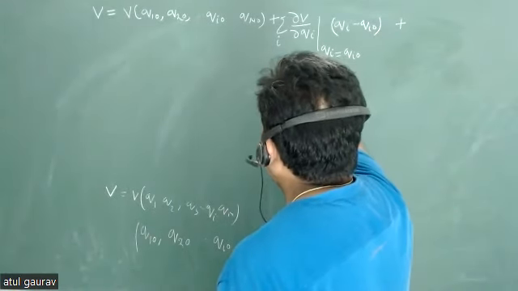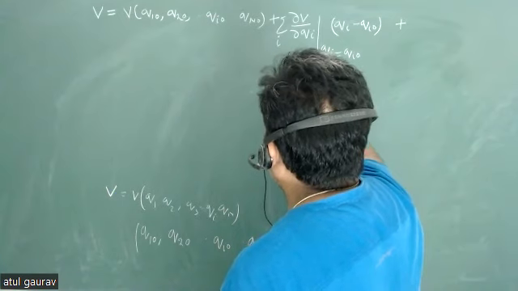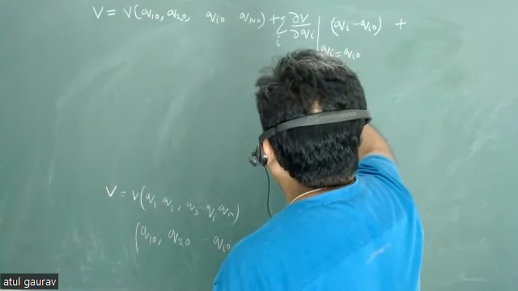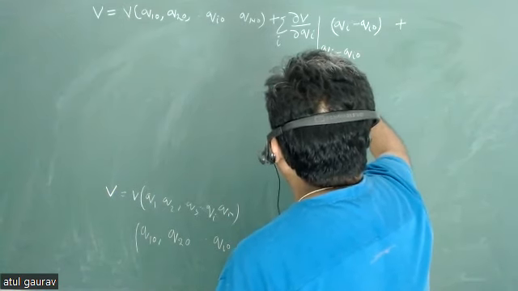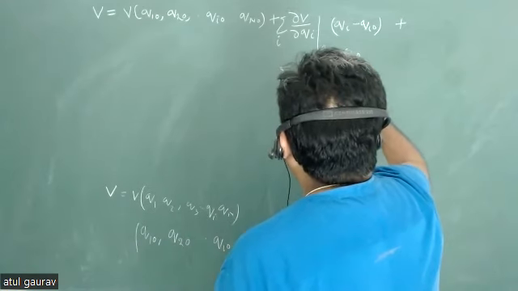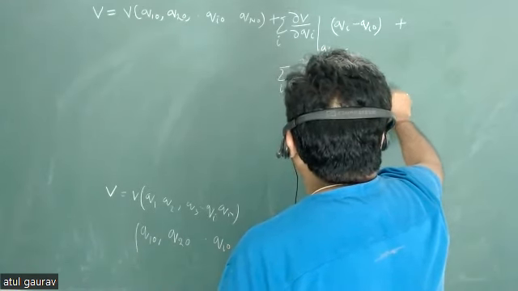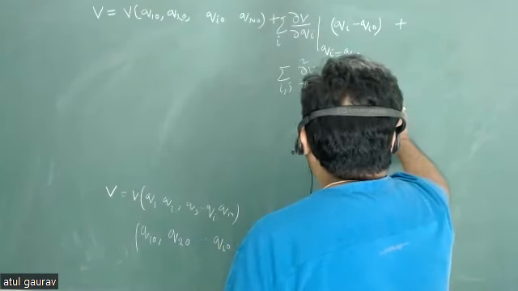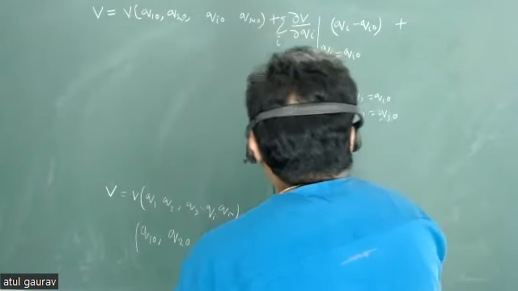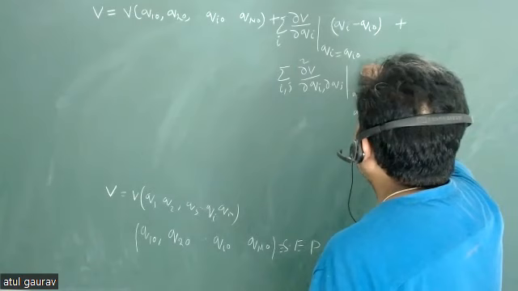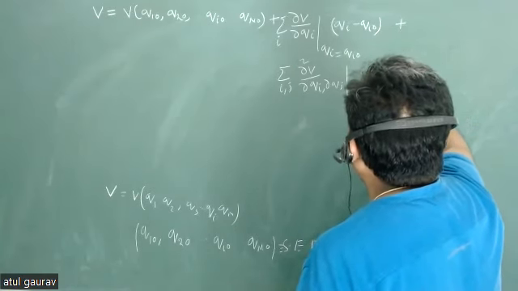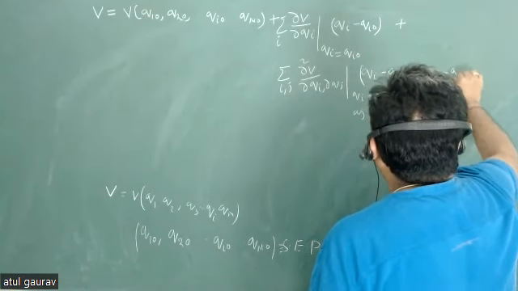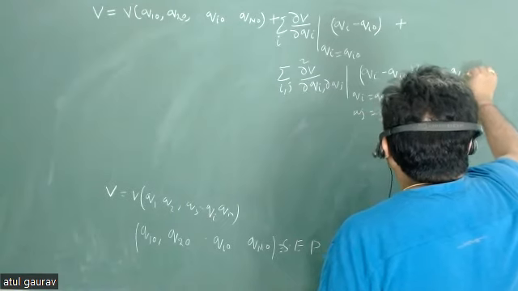Why? Because we have to go for i and j. What will happen? Del square V upon del Qi del Qj about which point? Qi equal to Qi0 and Qj equal to Qj0. Yes? Yes, sir. And what about this one? This is nothing but Qi minus Qi0 and Qj minus Qj0.